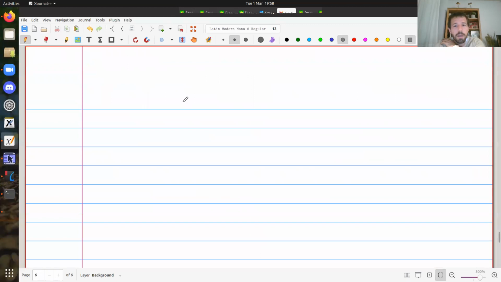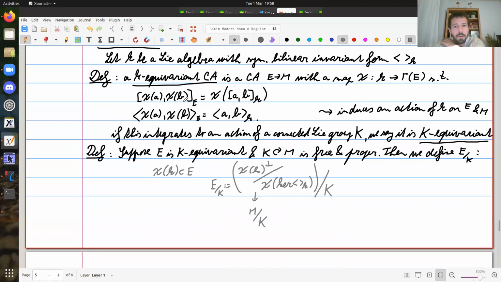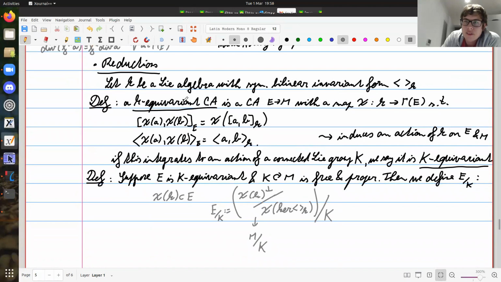Can you say what you mean by K equivariant? Say again? When you say if this integrates to an action of a connected group, what do you mean to integrate? This is what I mean: first of all, I take a group which has the Lie algebra k. I take a connected Lie group which corresponds to the Lie algebra small k, and then I want to have an action of the group whose infinitesimal action is given by this given Lie algebra action. Yeah, but you need something, right?